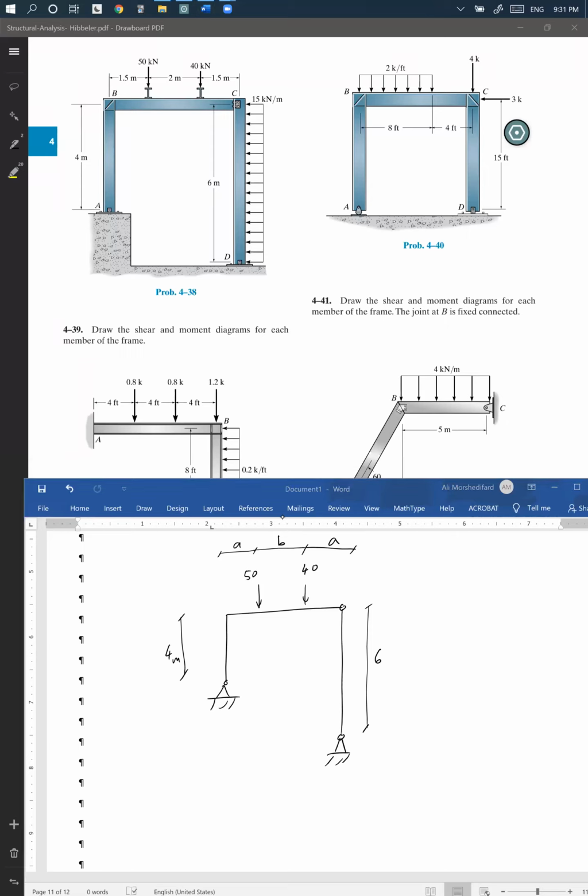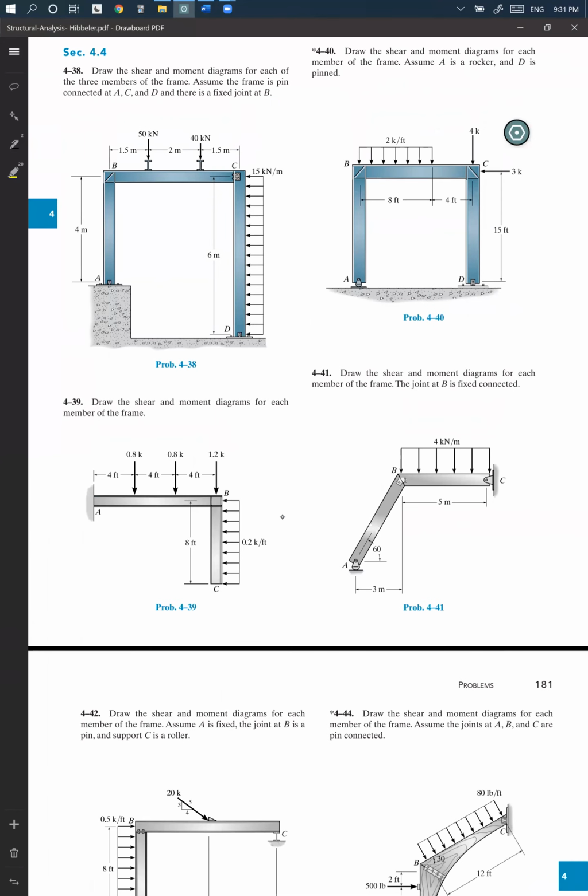So based on what Ronnie is asking, aren't they fixed? You see, the problem is saying assume the frame is pin connected at A, C, and D, right? And there's a fixed joint at B. So this is the only place that's fixed, right? This is a joint, this is a joint. Yes, okay, nice.